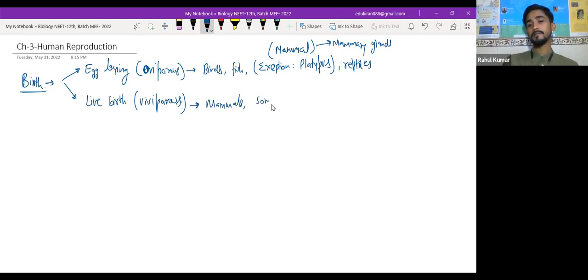Write down some cartilaginous fishes. What are cartilaginous fish? There are two types of fish, bony and cartilaginous, right? So cartilaginous fish like shark. You know sharks? Sharks have some species which lay eggs, but some species of shark can also give live birth, vivipary.